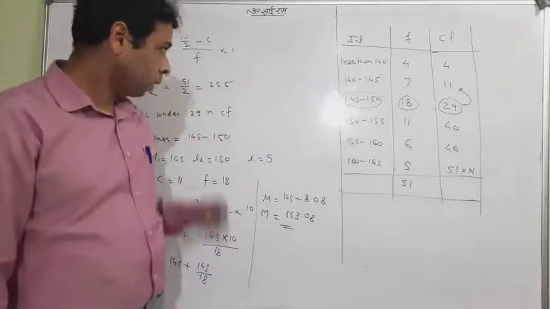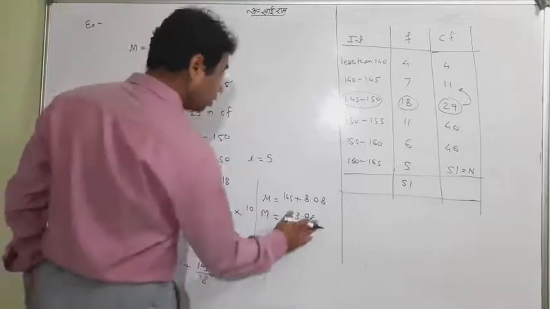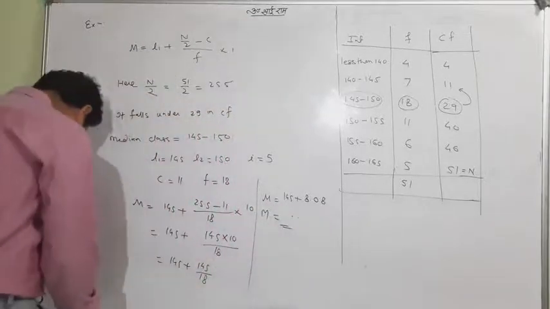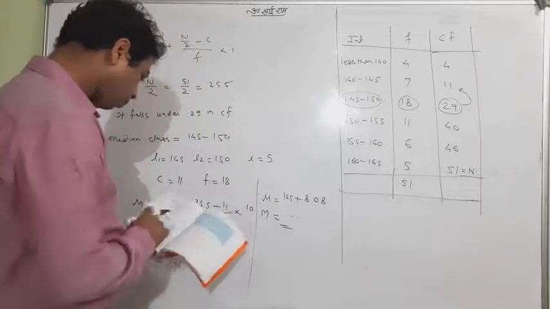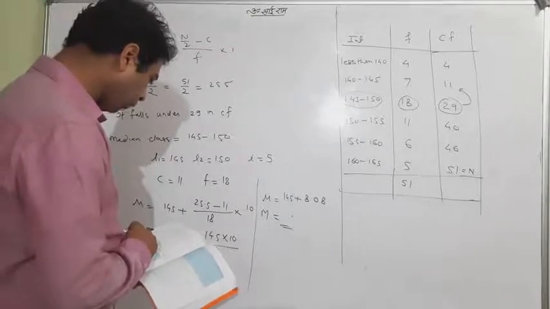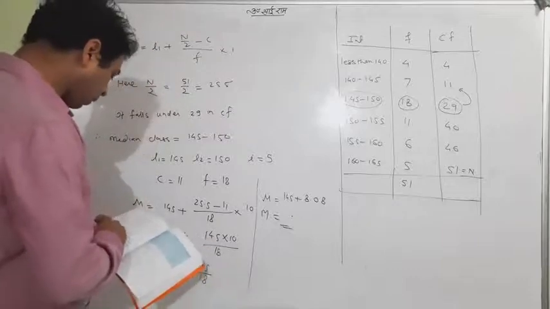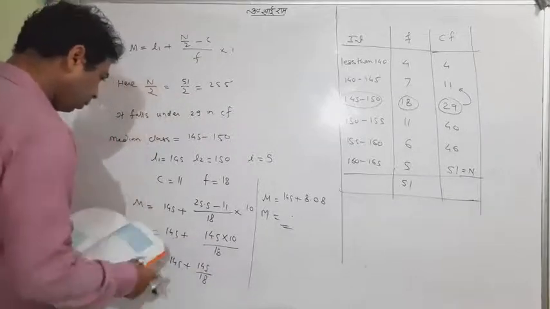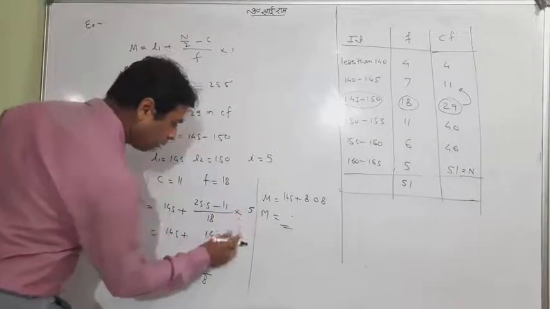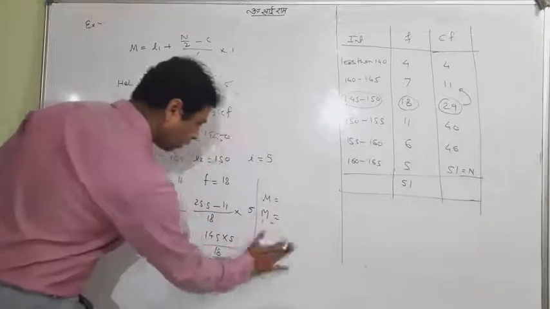Some mistake I made here. Can you see the answer of the book? This is 145 plus 72.5 upon 18. N by 2 minus C, 25.5 minus 11 I got right, but I was counting I as 10, sorry. It was 5. It was a calculation mistake. Let me complete the answer.